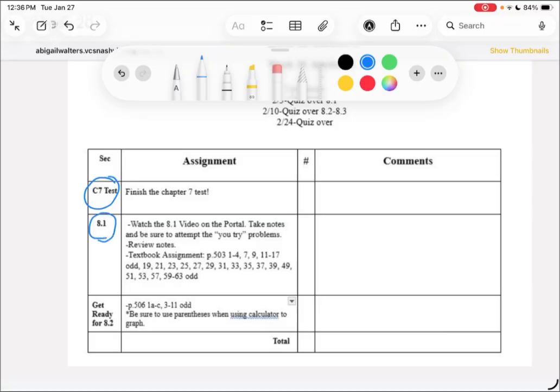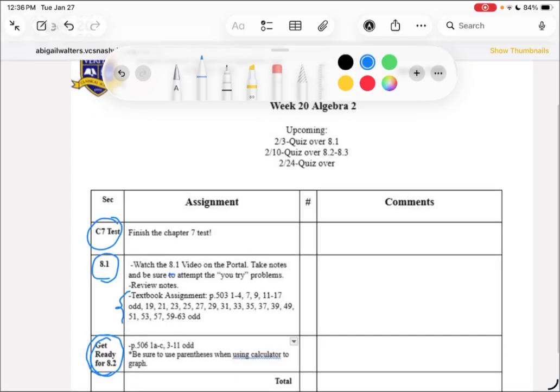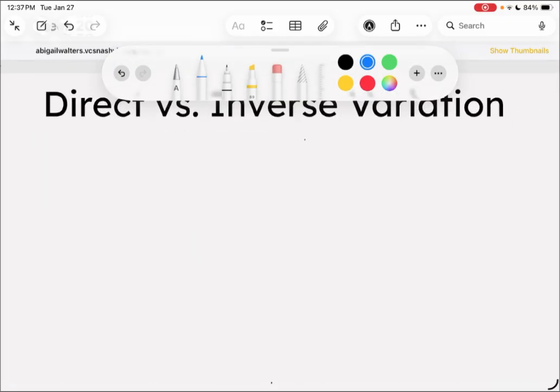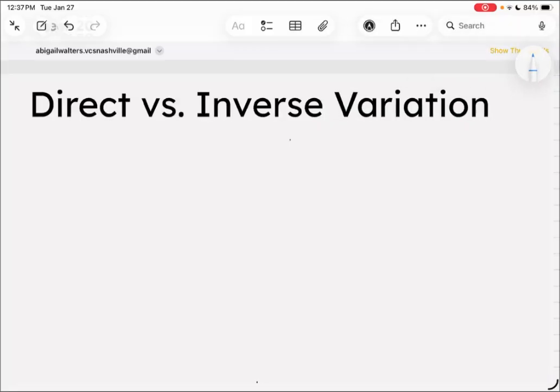I'm going to do a lesson on 8.1. The video that it references right here, the 8.1 video, is what I'm doing now. I'll post that on the portal, obviously. Make sure you take notes, attempt the you-try problems, and then your assignment for that section is right here. And then the last part of your assignment for this week is some preview questions for section 8.2 that we will cover in class next week. And make sure to note, see this right here, we have a quiz over this section 8.1 next Tuesday. Let me know if any of that doesn't make sense or you're having trouble with the chapter 7 test.